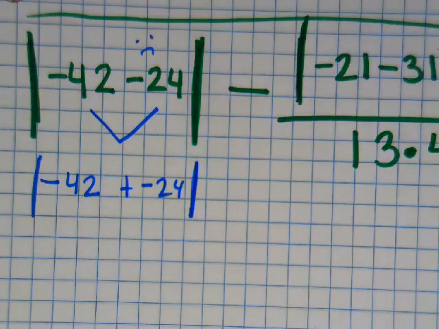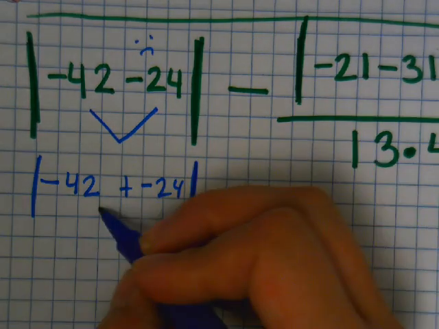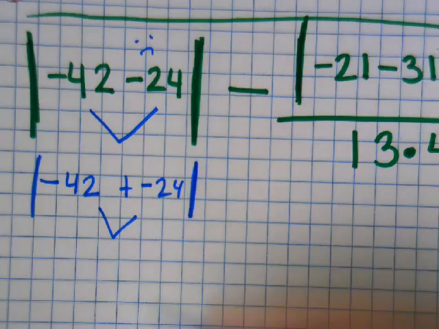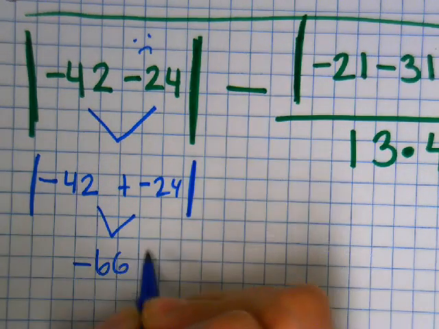Okay, so I rewrote it. Keep, change, opposite. Now, are the signs the same or are they different? Same. So you are going to add. So go ahead and add these two numbers. Negative 66 in the bars.